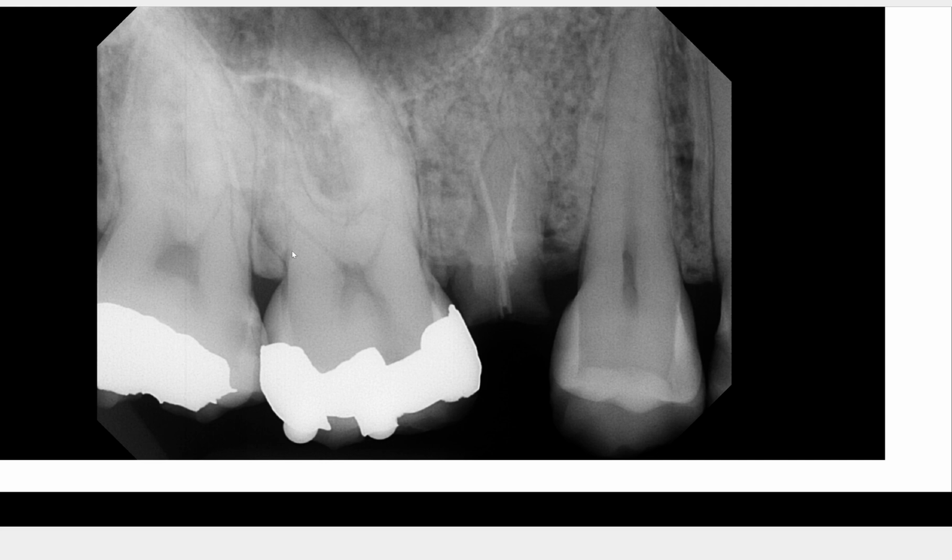Based on this radiograph alone, would you have known that there is a palatal exostosis? I don't think we can say that, right? I really wouldn't have known that unless I checked the patient in the mouth. So we can't really definitively tell that.